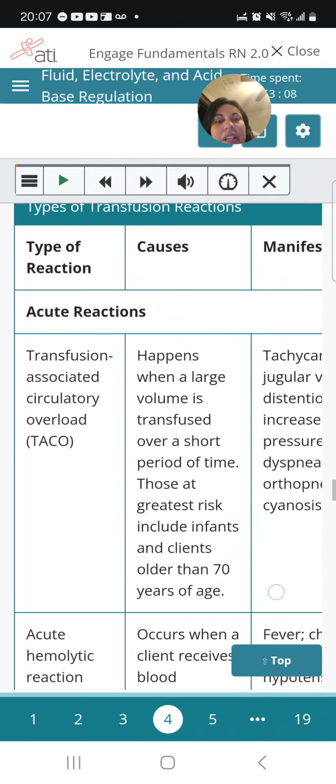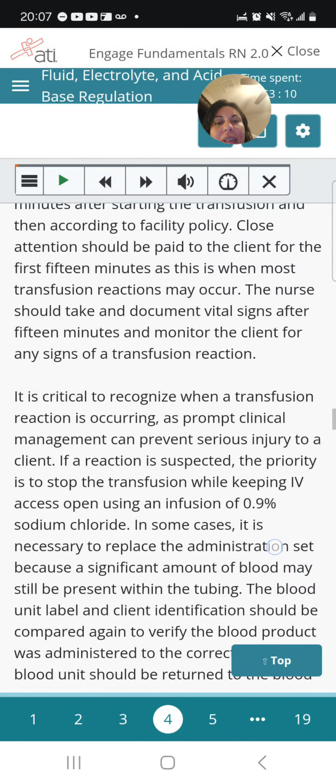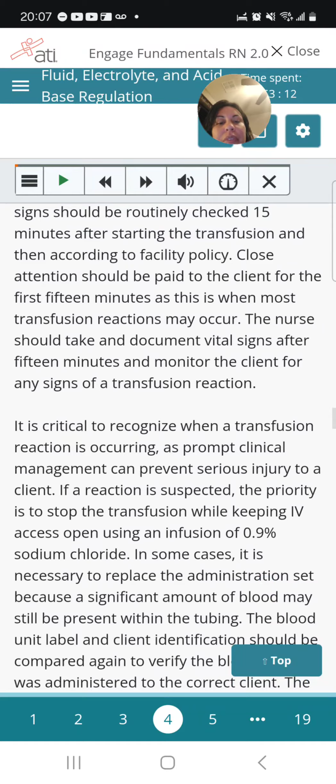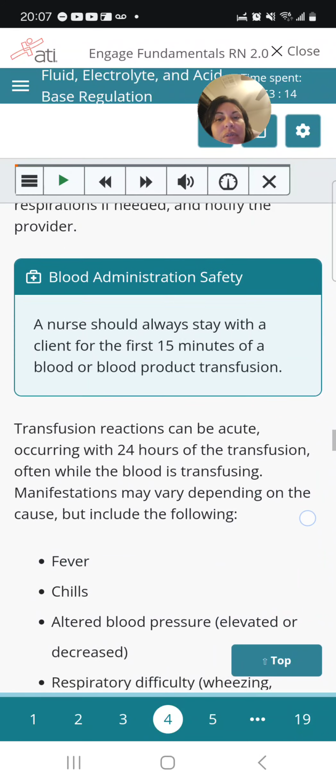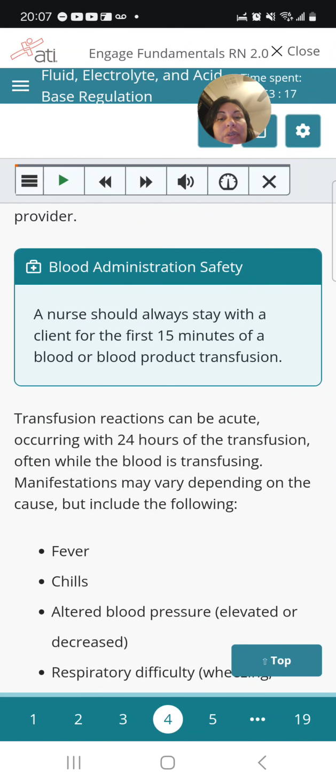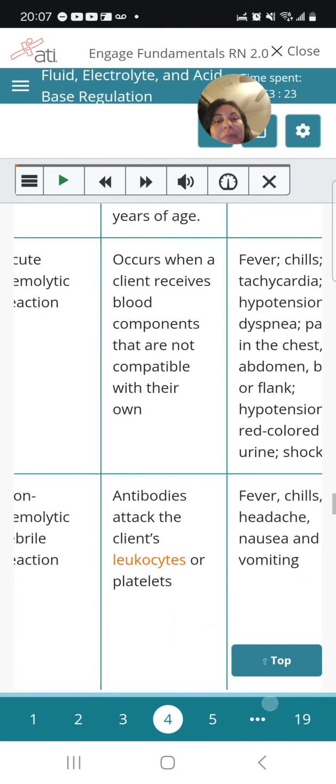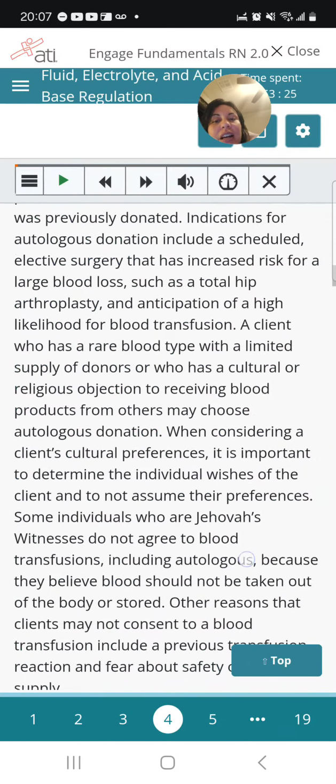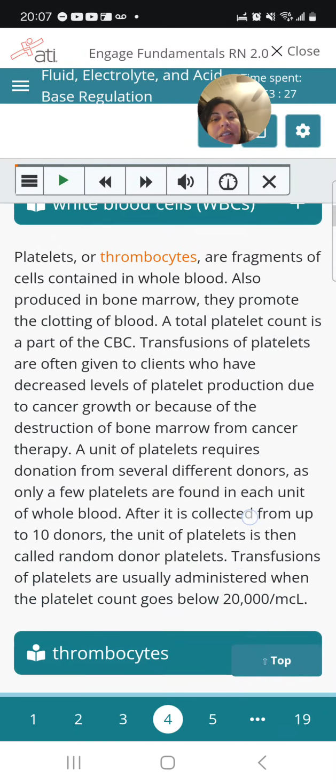Is there any other test? I don't think so. Let me see if there's anything cool. Okay, so a nurse should stay with a client for the first 15 minutes of a blood or blood product transfusion. Let me see if there's anything highlighted. Anything else highlighted here?